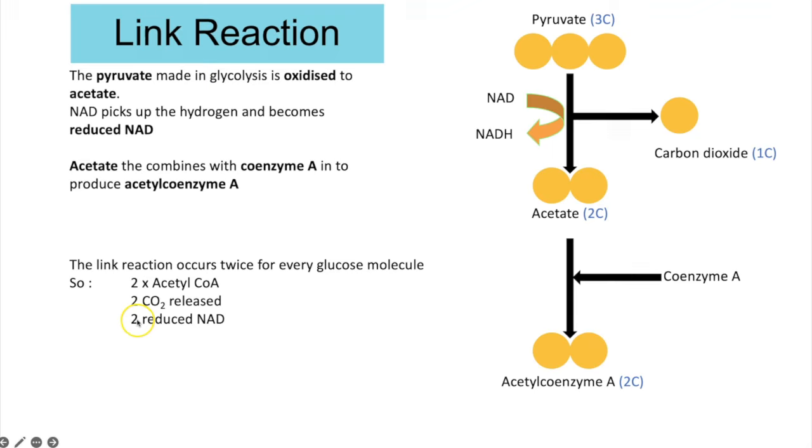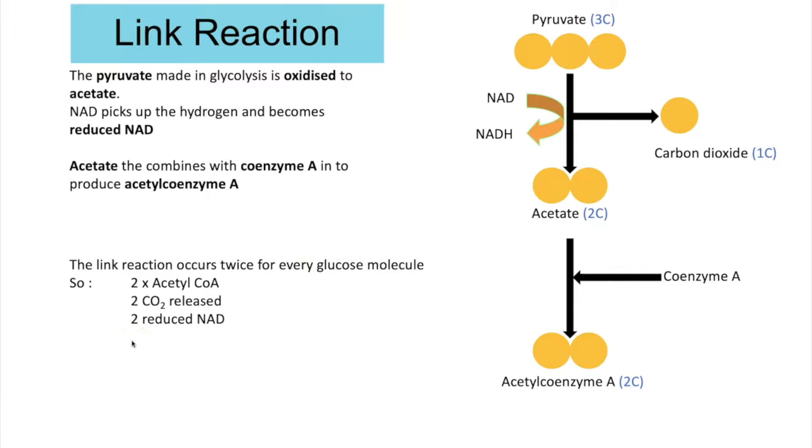And I've written 2 times for all of these because although we only get 1 NADH, 1 carbon dioxide, and 1 acetyl-CoA from the link reaction, it happens twice for every glucose molecule because we had 2 pyruvate molecules made in glycolysis. So the link reaction will happen twice for every glucose molecule. So that's why we've said 2 times those products.